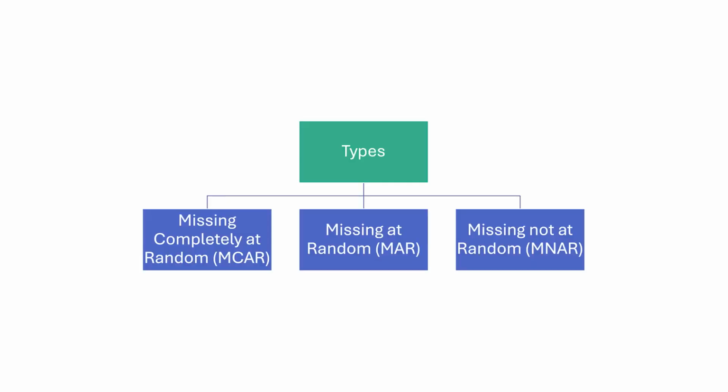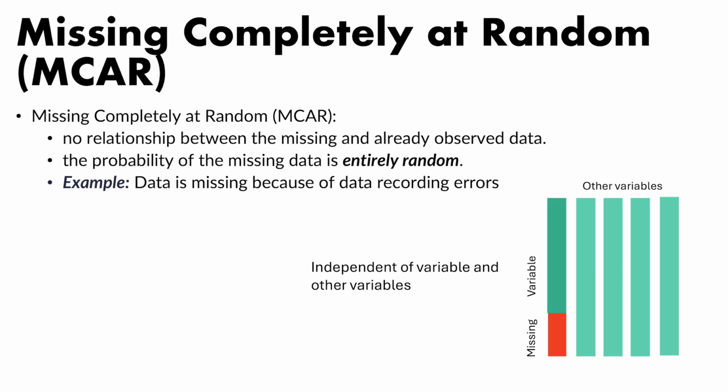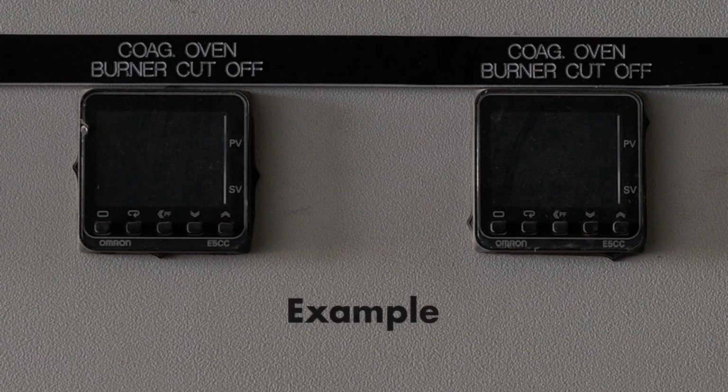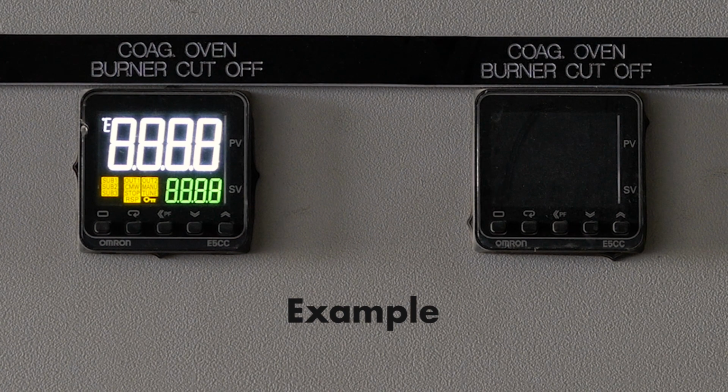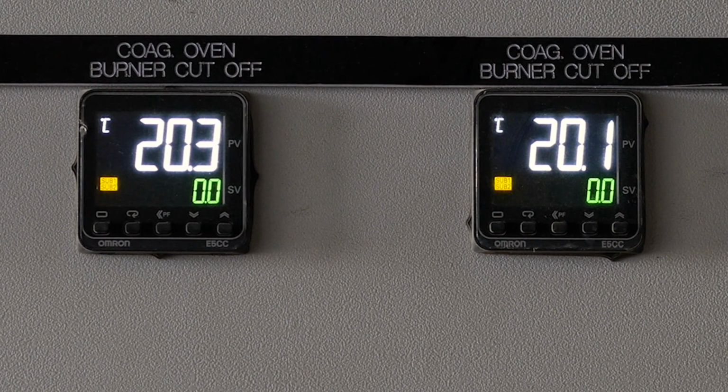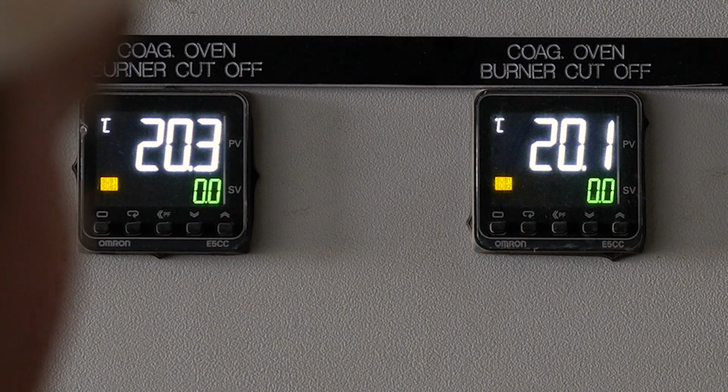The first type is missing completely at random, MCAR. Data is MCAR when the probability of missingness is the same for all observations and is unrelated to any observed or unobserved data. It means that the mechanism behind the missing data isn't systematic. It doesn't introduce bias in estimates, but it can of course reduce statistical predictive power. For example, in equipment maintenance records, if some data entries are missing due to random system glitches, then the data can be considered MCAR.